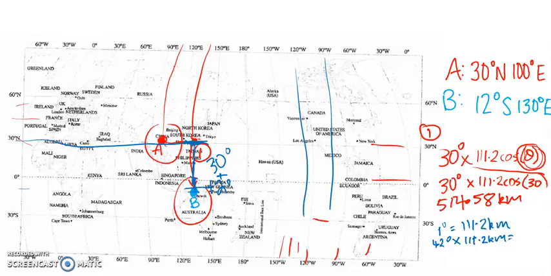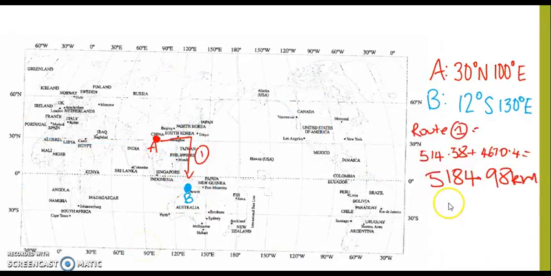We are travelling 4,670.4 kilometres. So route 1 has 514.58 kilometres from A to this spot here, and 4,670.4 kilometres from this turning point down to B. Let's add those together to get a total. Route 1 requires 5,184.98 kilometres.